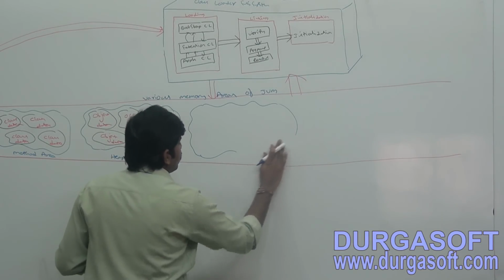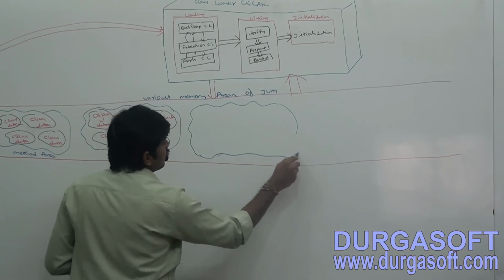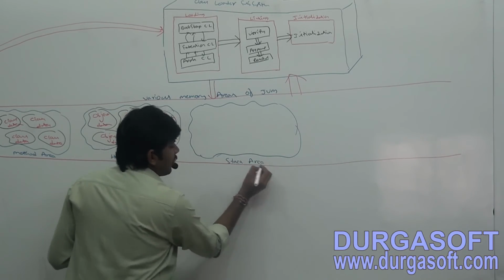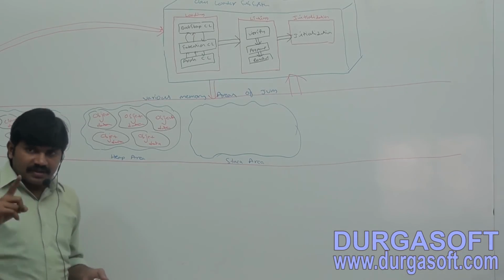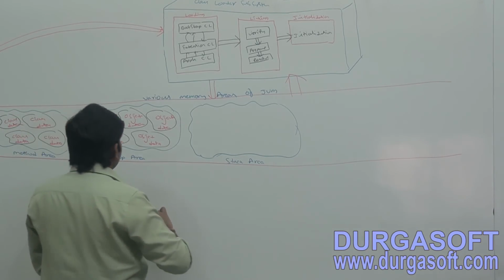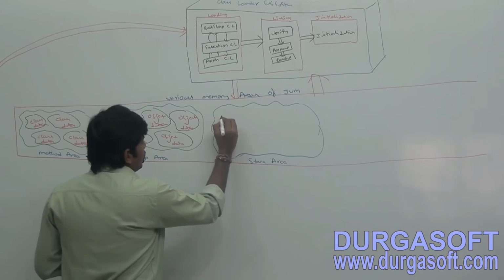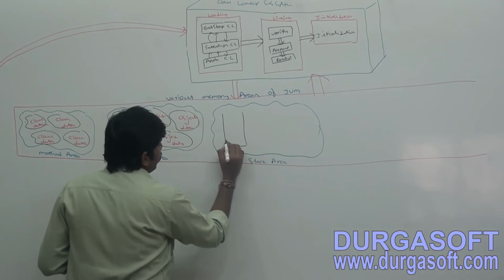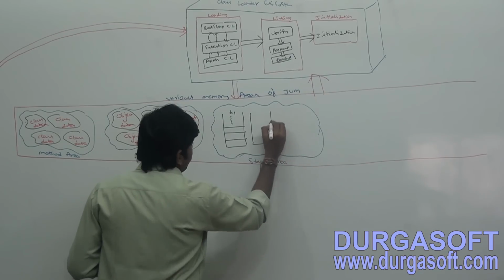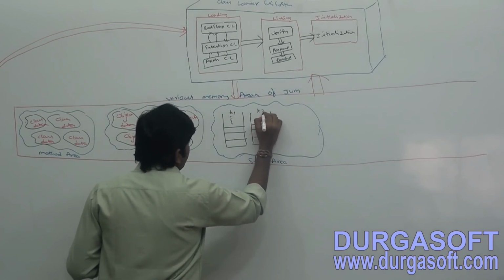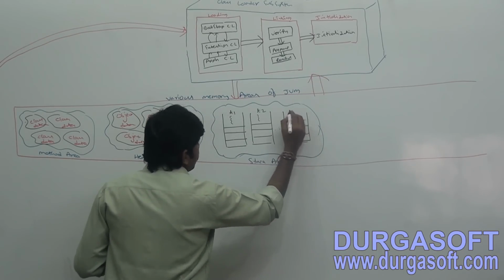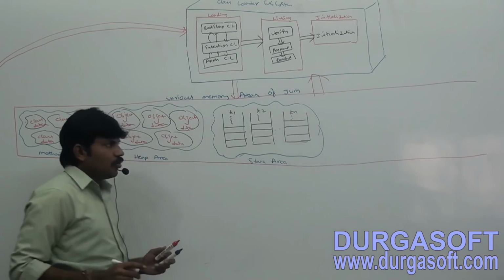What is the third one? Stack area. Now this one is the stack area. In the stack area, I covered that for every thread a separate runtime stack will be created. This one is for T1, this is for T2, and this one is for Tn. I hope you are aware.